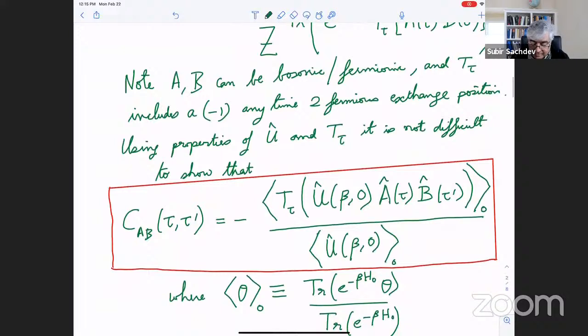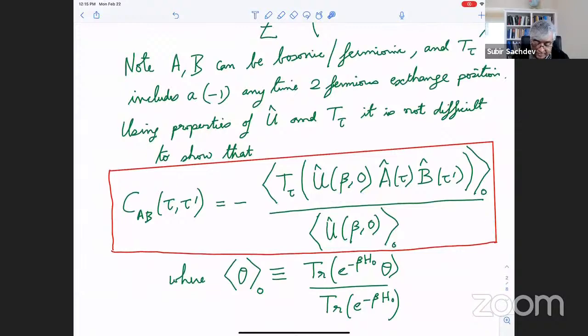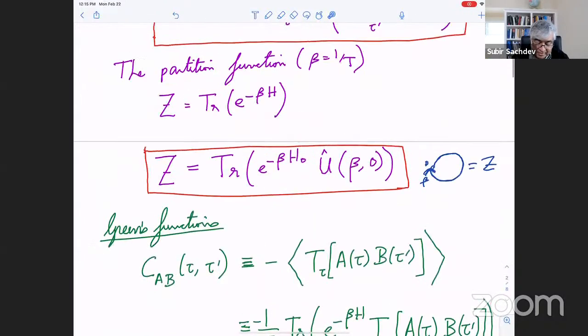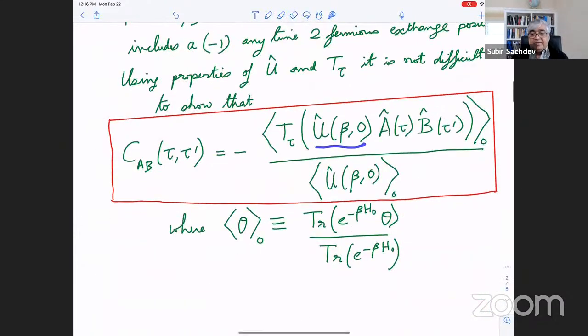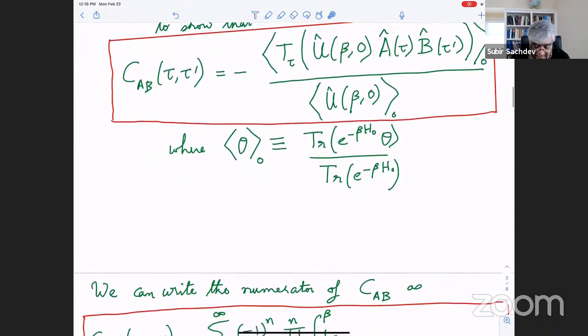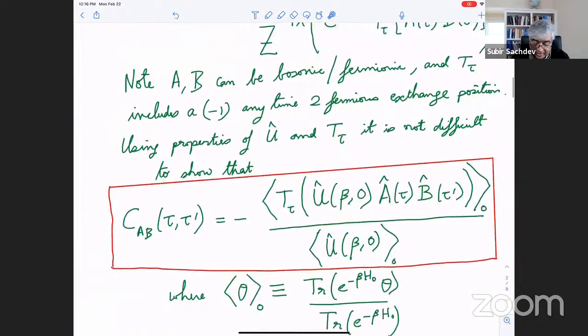So you get this correlation function you have to evaluate, where all of the difficult part, the fact that there's an interaction that involves four Fermi operators, is all inside this U hat of beta, zero. So this is the object you have to evaluate. This U hat of beta, zero is right here, and then you have your operators A hat and B hat, which are just in the interaction representation, so you can compute the time evolution.